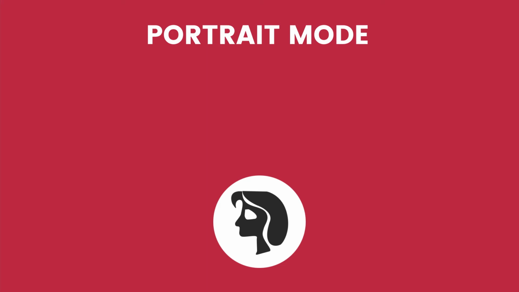Portrait mode. If you're shooting in portrait mode, your DSLR will select a large aperture which will give you a narrow depth of field. The main subject, for example head and shoulders of the person you are photographing, will be sharp while the background will be out of focus.